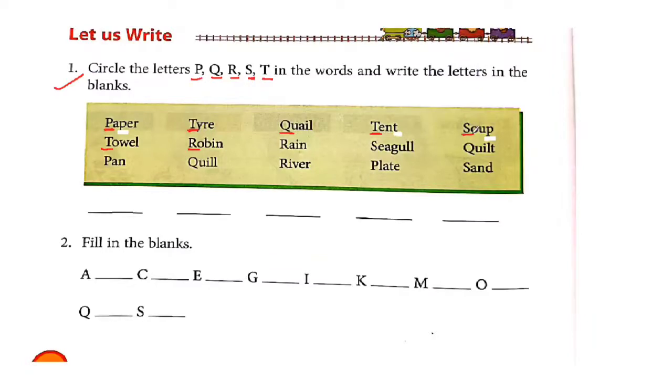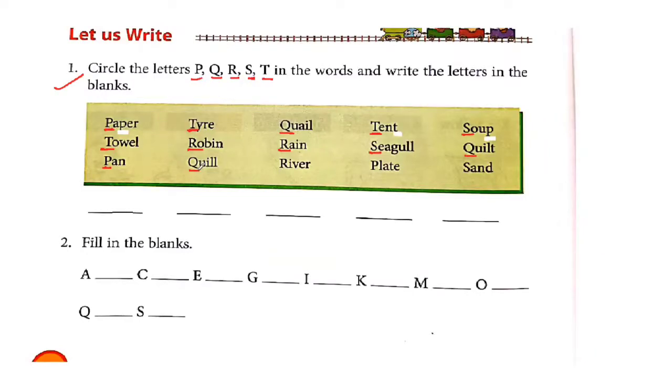S-O-U-P, soup. So letter S. T-O-W-E-L, towel. So letter T. R-O-B-I-N, robin. So underline letter R. R-A-I-N, rain. So letter R again. Seagull, letter S. Quilt, Q-U-I-L-T, letter Q. Then P-A-N, pan. Okay, so letter P.